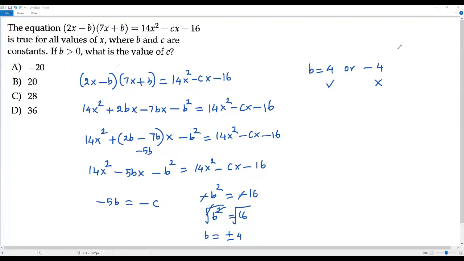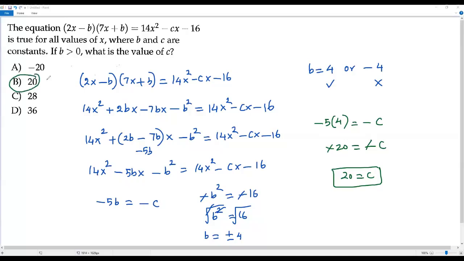Now I have to plug in the value 4 for b into this equation: negative 5 times 4 equals negative c. So negative 5 times 4 is negative 20, equal to negative c. The negatives cancel out, and I get 20 = c. So the value of c in the given equation is 20. The correct answer choice for this question is option B.